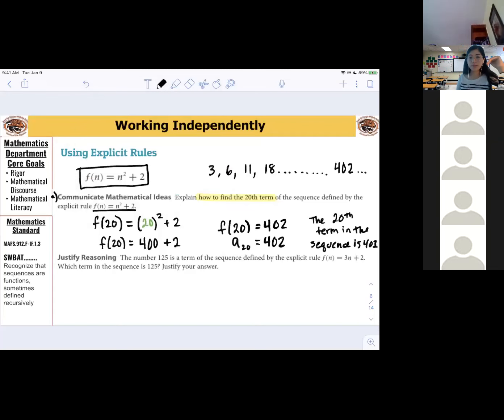Okay, the next problem is a little bit different. It's similar, but a little bit different. So can I have a volunteer read problem B? The number 125 is a term of the sequence defined by the explicit rule f of n equals 3n plus 2. Which term in the sequence is 125? Justify your answer. Okay, so now I have a different rule.